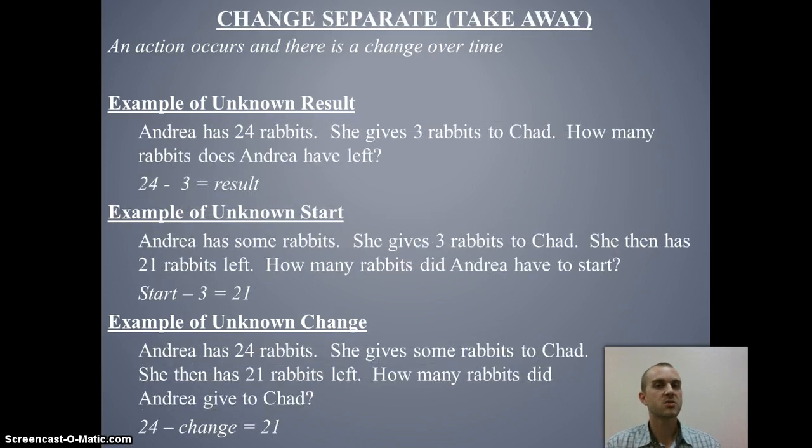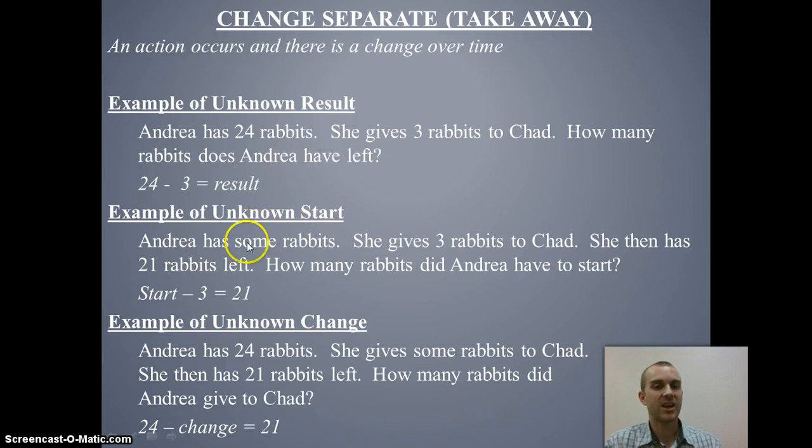The same occurs with the change separate problems, because it's still an action occurring over time where there's some change as well. In this one, again, it could be an unknown result, an unknown start, or an unknown change. For example, Andrea has 24 rabbits. She gives away 3 rabbits. How many does she have left?